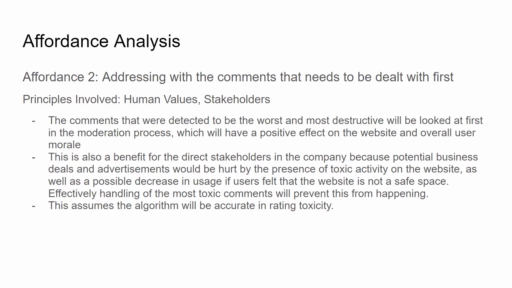So as we see here, indirect stakeholders such as users and advertising companies would be the indirect stakeholders. And because of this, effectively handling the most toxic comments will prevent this from happening. And this does assume that the algorithm will be accurate in rating toxicity, which, as we're about to find out, is not going to be the case.